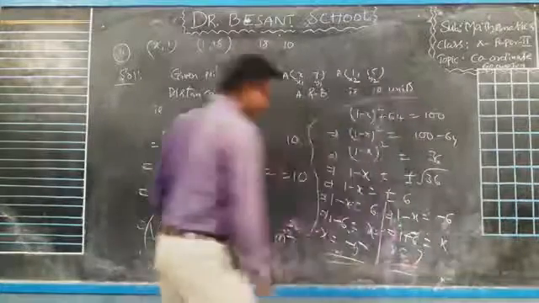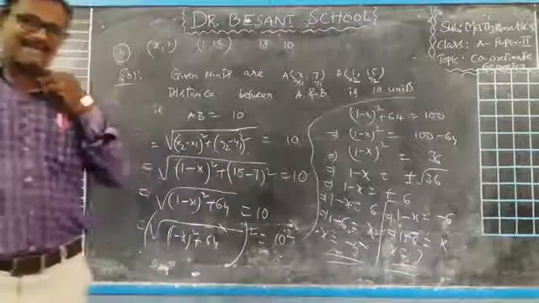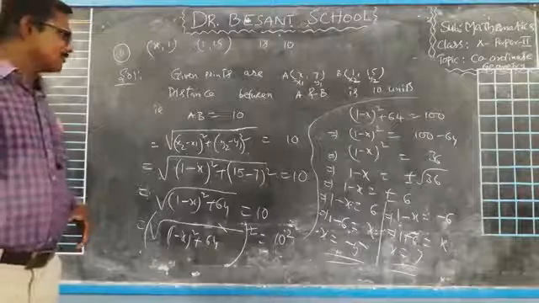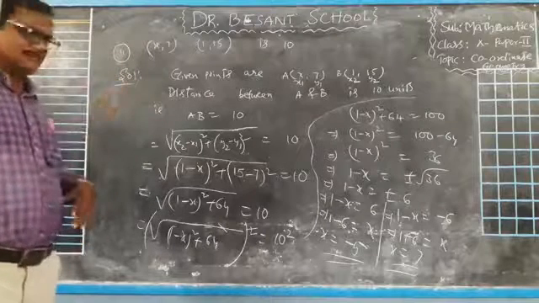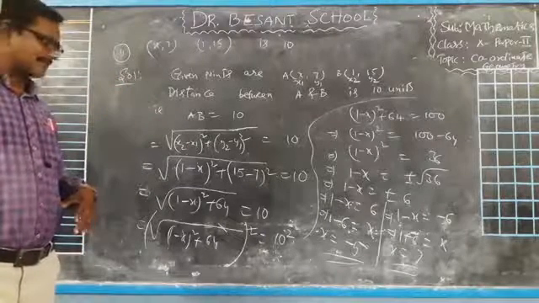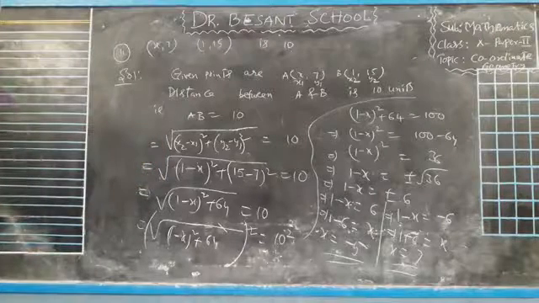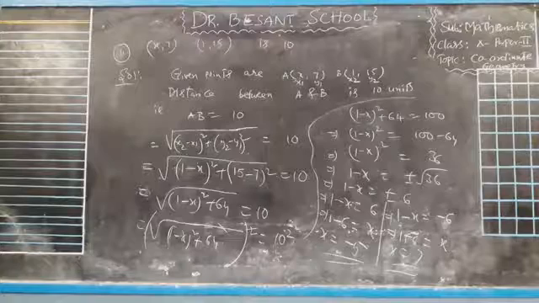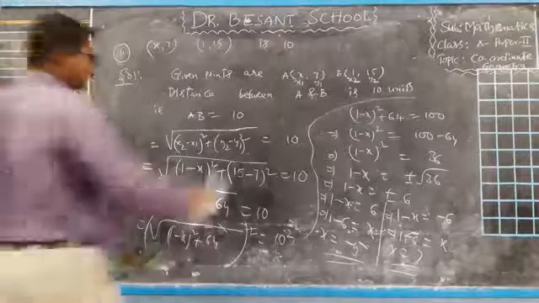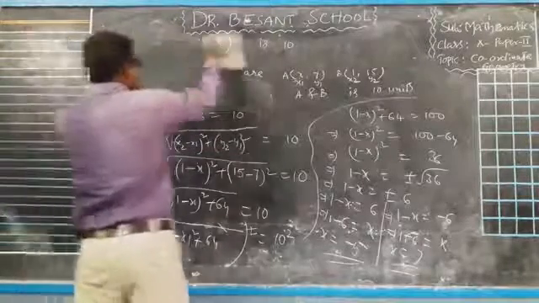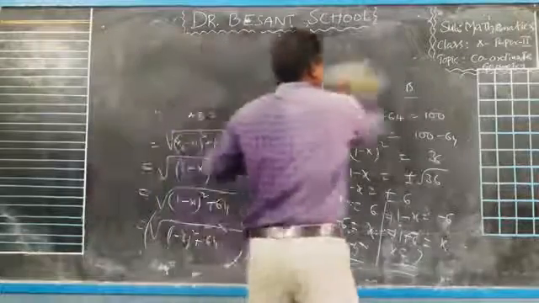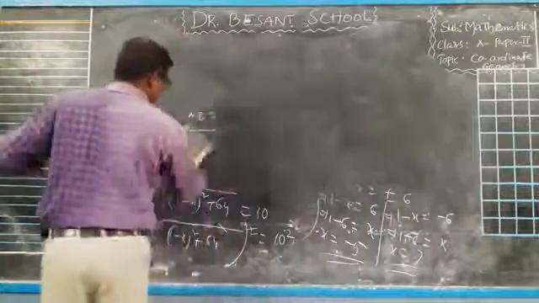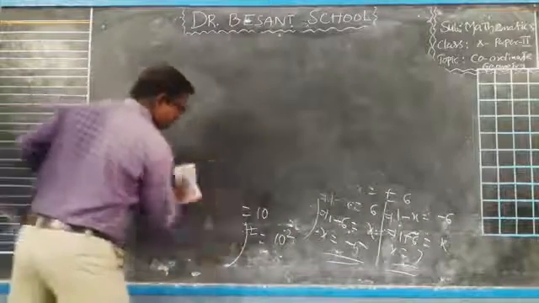So what are your values of x? 7 or minus 5. Okay children, so this is the 11th problem. I hope that you have understood this 11th problem. Once you verify. Yes children, this is question number 11 from page number 168, exercise 7.1. So open your textbook again, continuation.